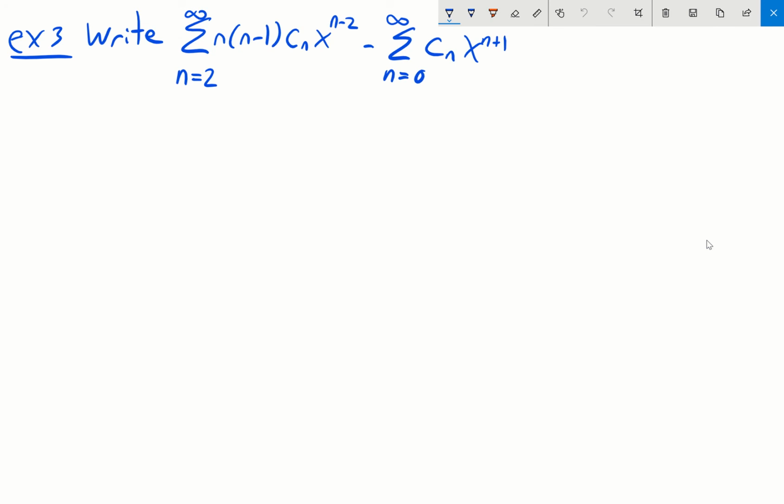Let's take a look at the next example. In example 3, we want to write the sum from n equals 2 to infinity of n times n minus 1 c_n x^(n-2) minus the sum from n equals 0 to infinity of c_n x^(n+1) as one power series.